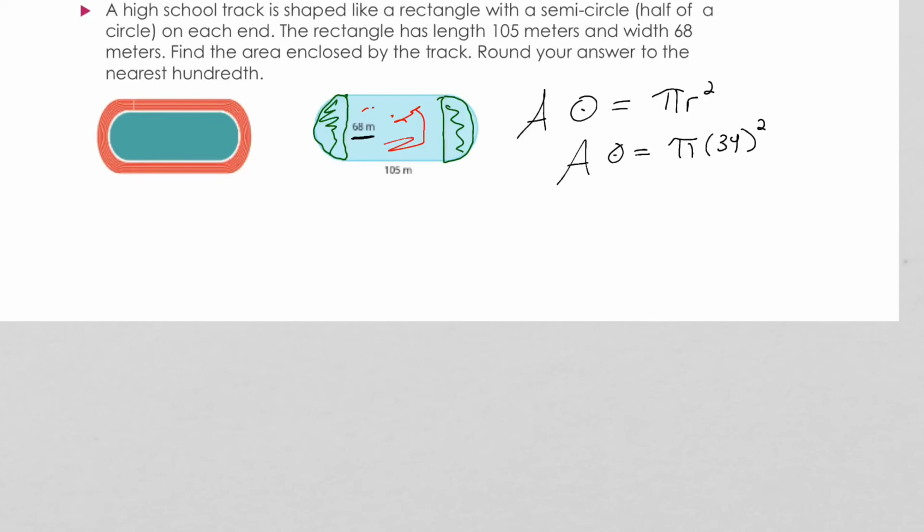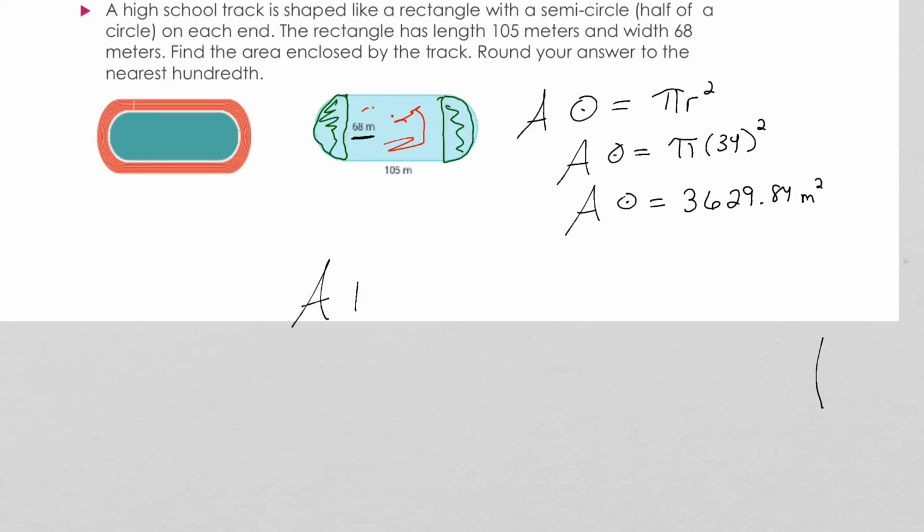Okay, so on my calculator, I'm going to do 34 squared times 3.14. And I get the area of the circle is 3,629.84, what are we dealing with, meters? Square meters. Okay, so now let's do the area of the rectangle.